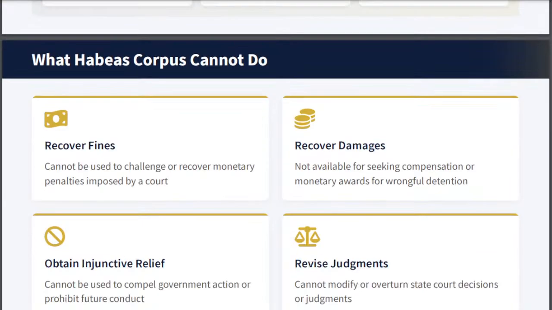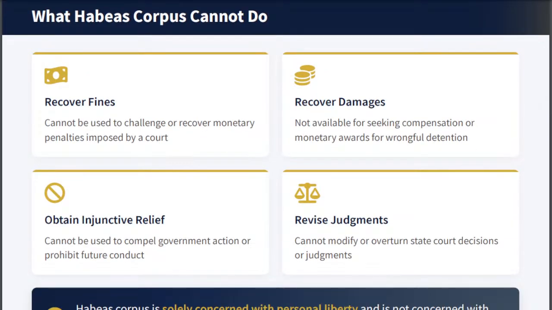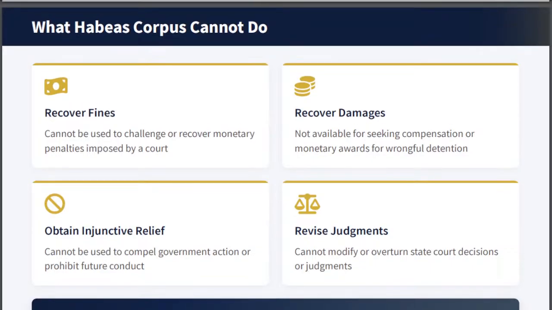So while we're at that, let's look at what habeas corpus cannot do. It cannot recover fines. It cannot be used to challenge or recover monetary penalties imposed by a court. And it can't recover damages; it's not available for seeking compensation or monetary awards for wrongful detention. So this isn't the way of getting that. It wouldn't be the habeas. Habeas is strictly to get that body away from the unlawful or illegal detainment.